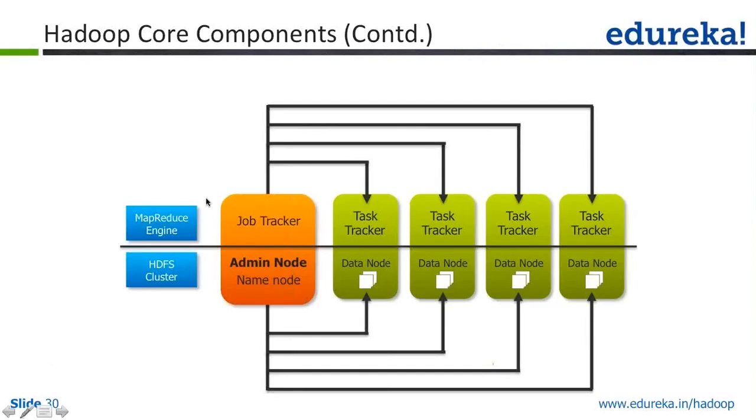Okay, so for now just understand that there's something called a job tracker and something called a task tracker. Job tracker is associated with the master node, the task tracker is associated with the data node, okay. For now that's all, right?